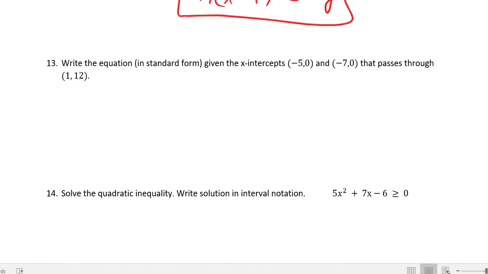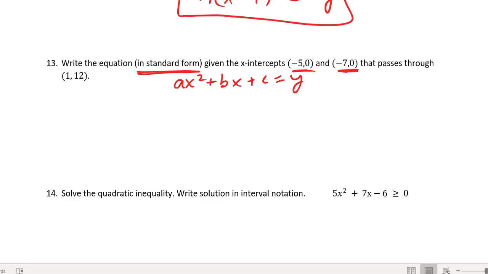Number 13 asks you to write the equation in standard form. So this is a hint. When it says standard form, you know it's going to be at the end. It's going to look something like this. That's our standard form. And they're giving me these x-intercepts.